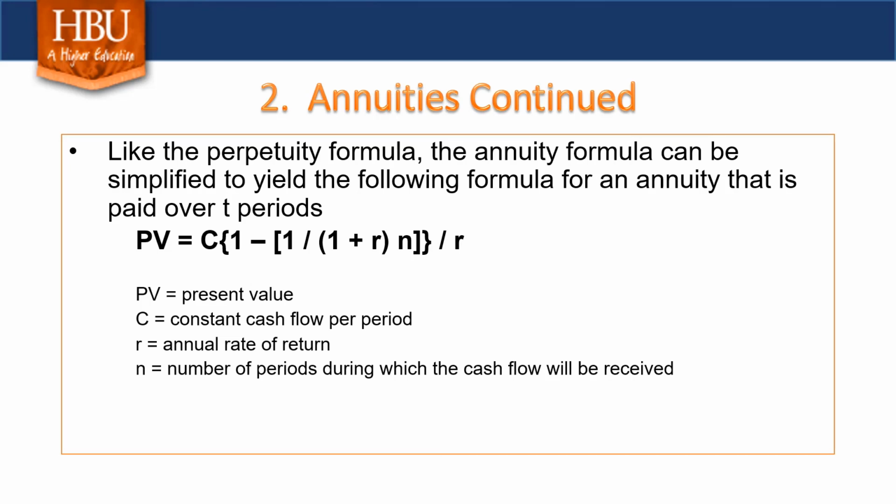Similar to that of the perpetuity formula, the annuity formula can be simplified to yield the following formula, and it is over a period of 2 years. It's our present value is equal to our constant cash flow with our brackets 1 minus smaller brackets 1 divided by 1 plus R to the power of N, bracket divided by R. So let's use an example of Nick Saban to help us understand this.